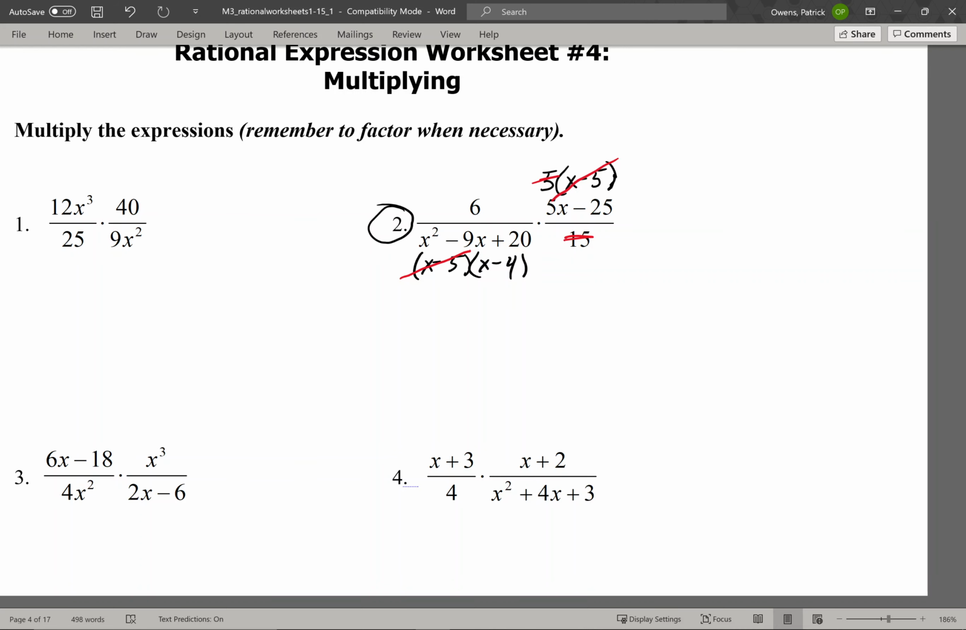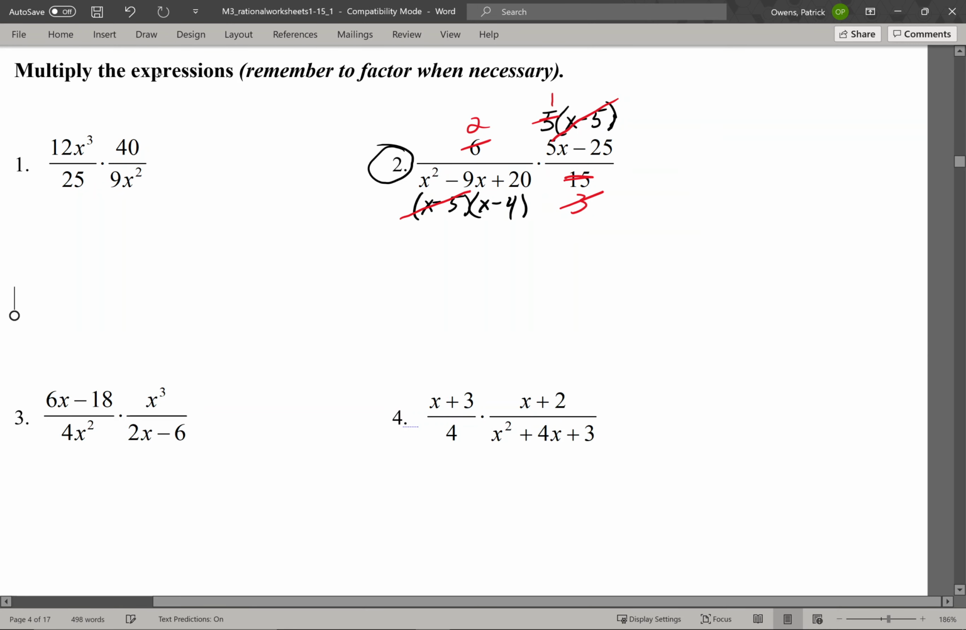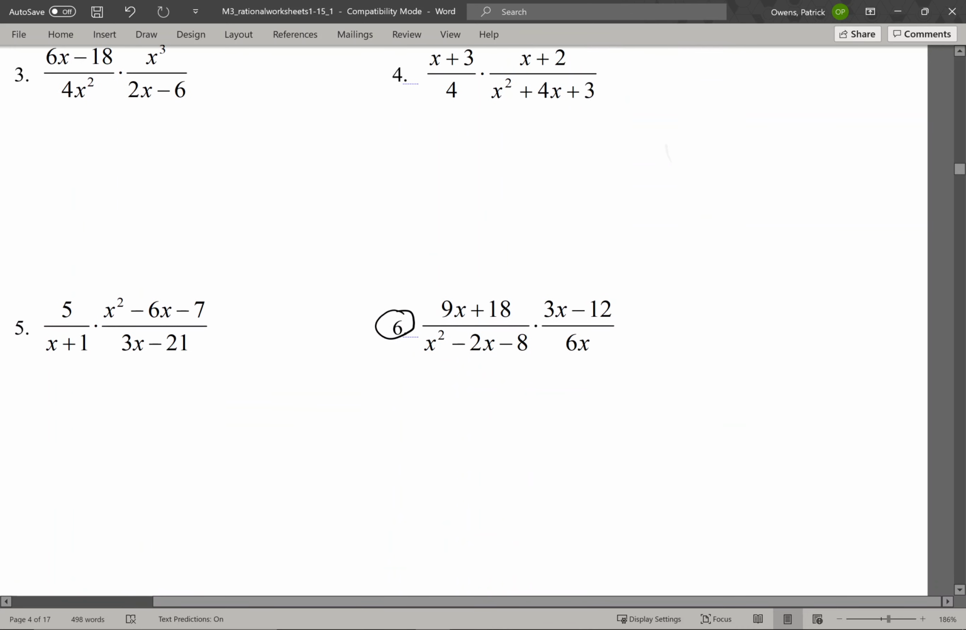5 and 15 we can factor out of 5. This becomes a 1, and then this becomes a 3. But then we can also factor out a 3 from 3 and 6. So our numerator is just going to be 2. Our denominator is this x minus 4. And then that's how we would go through and simplify those.